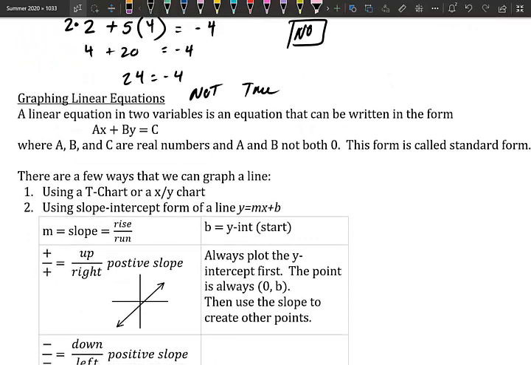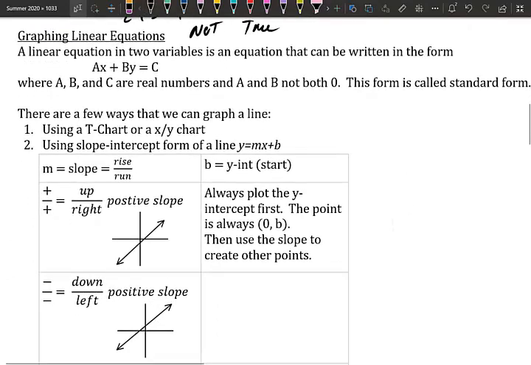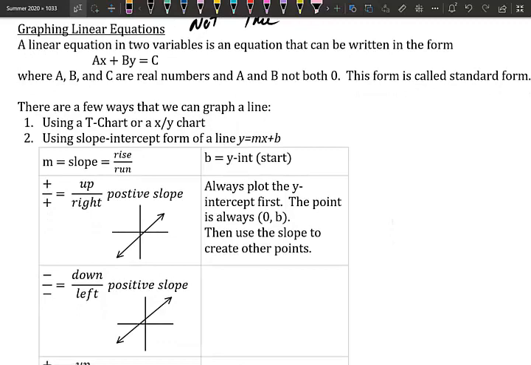Graphing linear equations. A linear equation in 2 variables is an equation that can be written in the form ax plus by equals c. That is also known as standard form. We'll talk a lot more about that through chapter 3. So that's standard form. A, B, and C are real numbers. A and B cannot be 0, and it's standard form. I know I have it written, but I like you to write it as well because it kind of sticks better in your head.